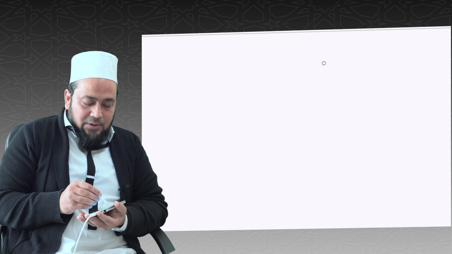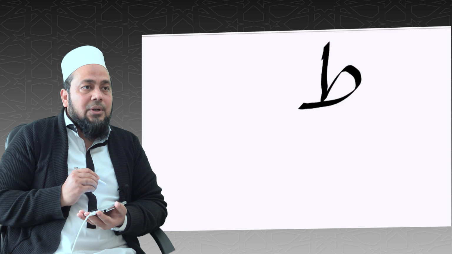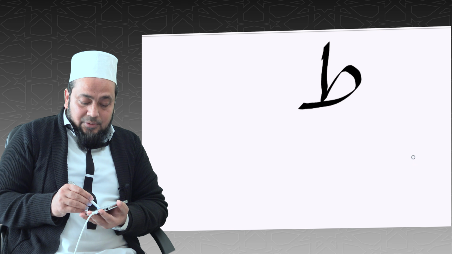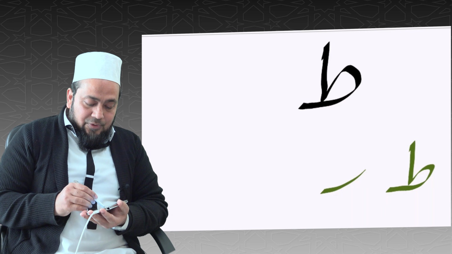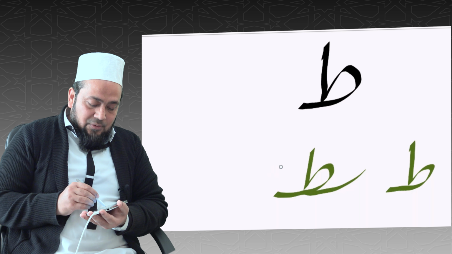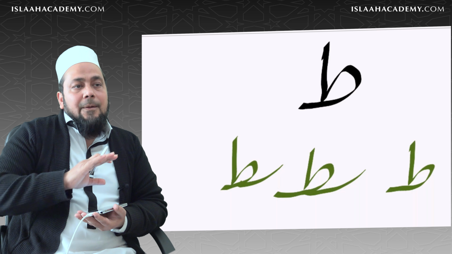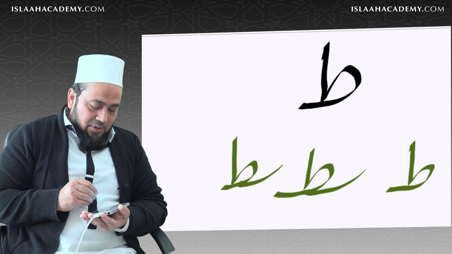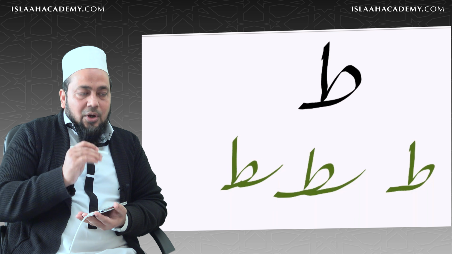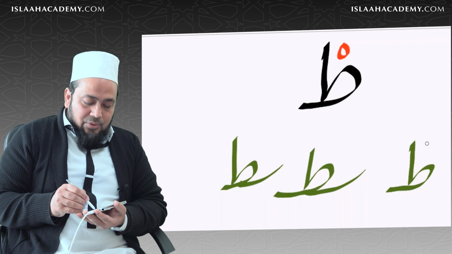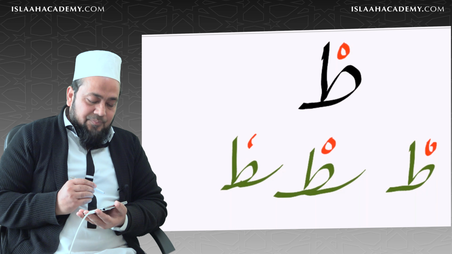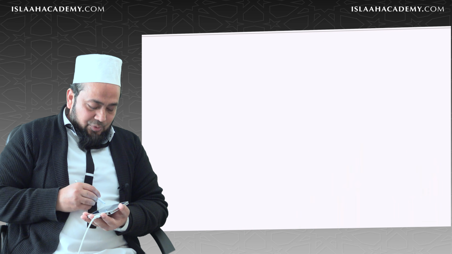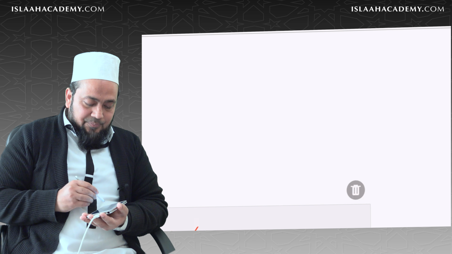Ta. Standalone shape of the Ta is this one. Beginning of the word shape is this one, middle of the word shape is this one, and end of the word shape is this one. So for the Ta, there is not much difference. I will make it Zwa by adding only one dot on the top. You can see now it's turned into Zwa. Let's move on to the next letter, Ain.